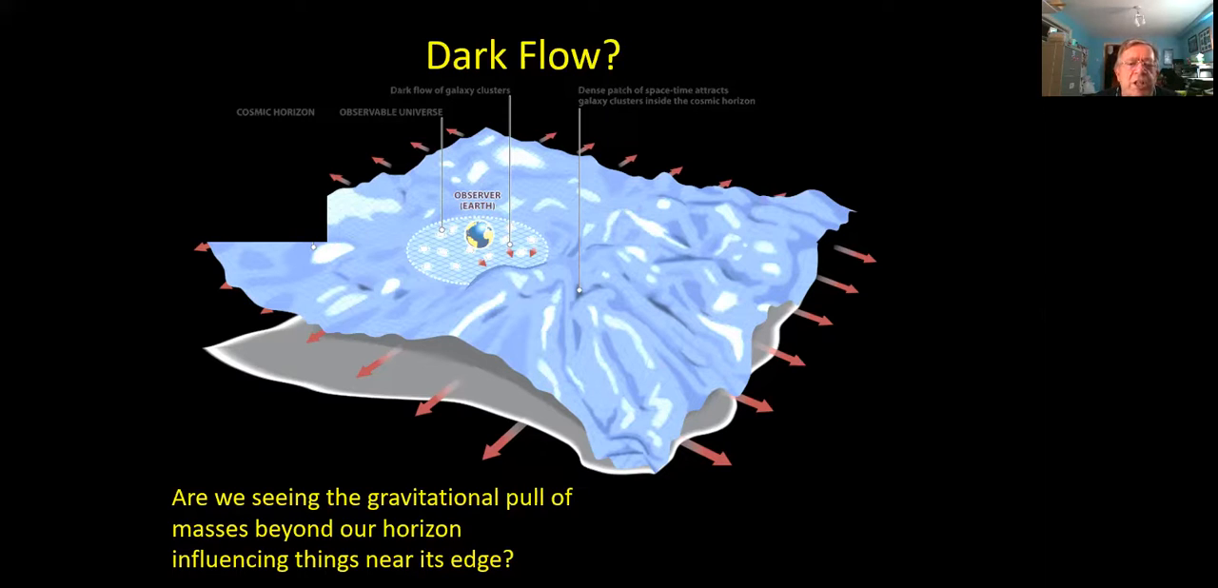And so it's suggestive of the fact that there is a very large concentration of mass out beyond the horizon that these galaxies are being pulled towards due to the influence of gravity that they are able to detect. It's within their cosmic horizon, but not within ours. And some evidence for this, and it's called dark flow. I'm not entirely sure if this is right. It's a little bit speculative.